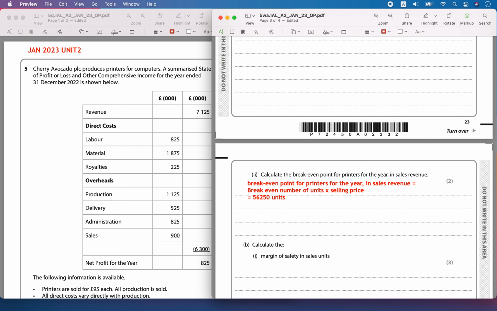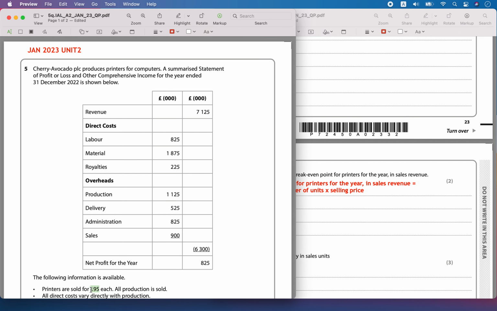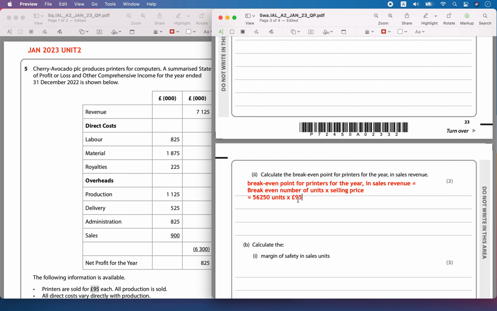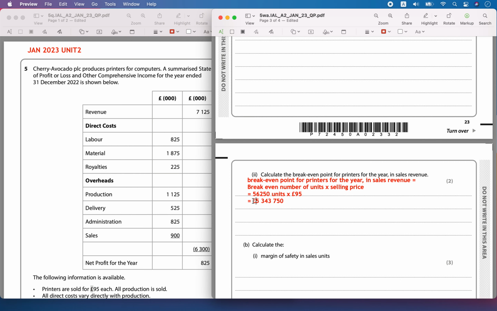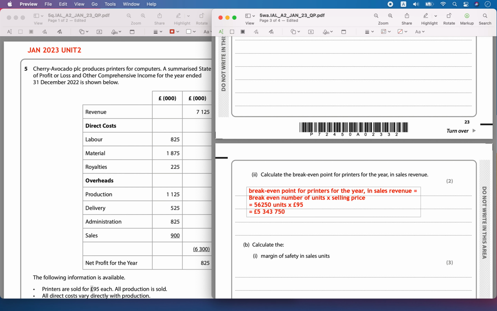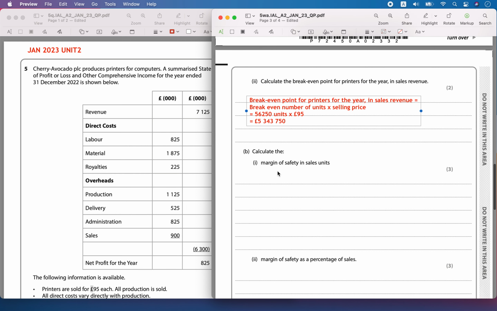56250 units need to be produced times the selling price, which is 95 pounds. If I sell it at 95 pounds, then that is going to be equal to 5,343,750 pounds. So this is the amount of revenue when I sell at the break-even number of units. This is the revenue earned if I were to sell at the break-even number of units.